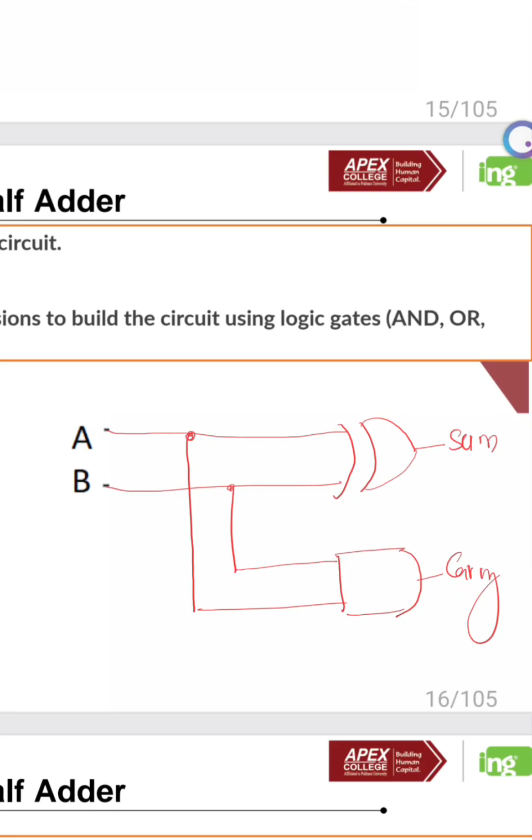We can clearly see in the figure the sum is A XOR B, because the inputs here are A and B. The output is going to be A XOR B. Okay, similarly, the carry is going to be A and B. This is our final circuit for the half adder.